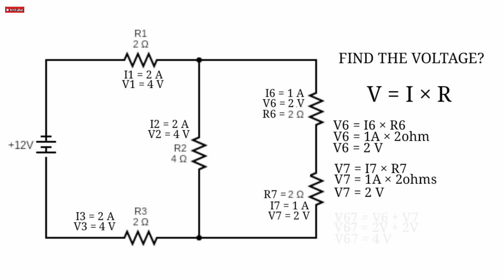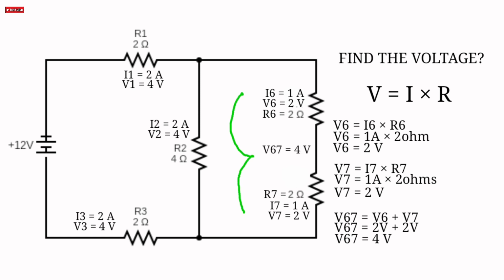Now it makes sense because 2 volts plus 2 volts is equivalent to 4 volts, because the voltage across this resistor is exactly the same as the voltage across this resistor. And now we have officially found the current through and the voltage across each resistor in this circuit.